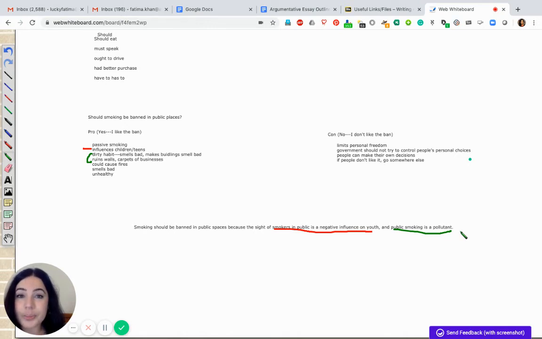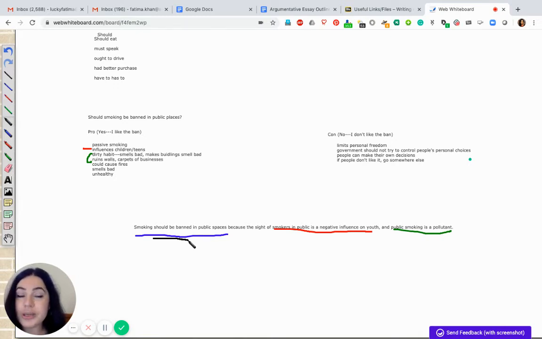What are the important parts of this thesis statement? Well, we can see the topic. Smoking should be banned in public places. We should see the author's opinion. Should be banned, meaning we know that the author is pro a ban. Okay? If the author were against the ban, it would be smoking should not be banned in public spaces. And then we would know that the author is con, right?